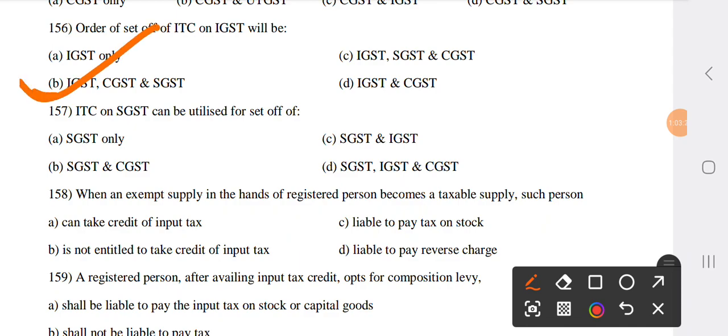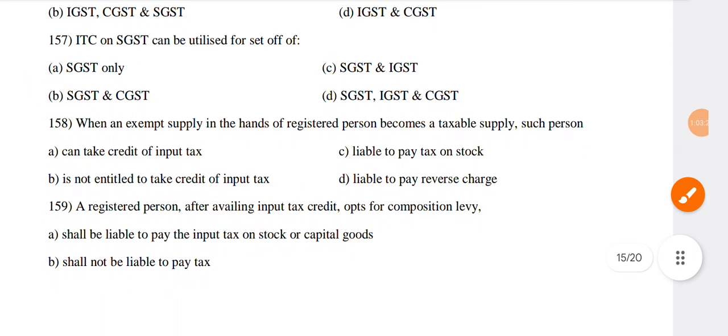Next question. ITC on SGST can be utilized for set off of option A SGST only, B SGST plus CGST, C SGST and IGST, and D SGST, CGST and IGST. The correct option is C.